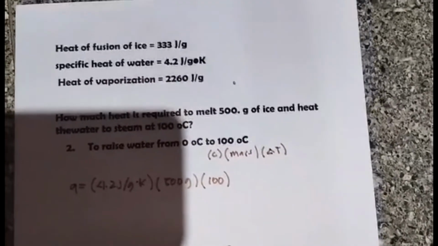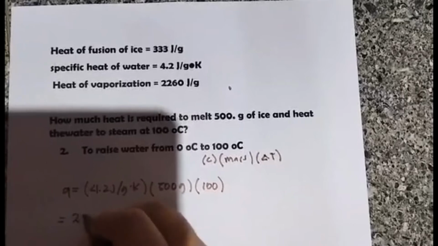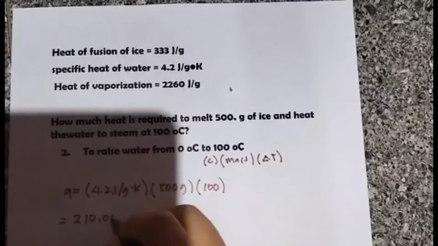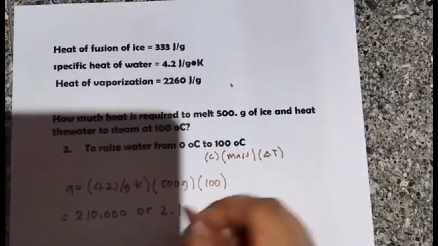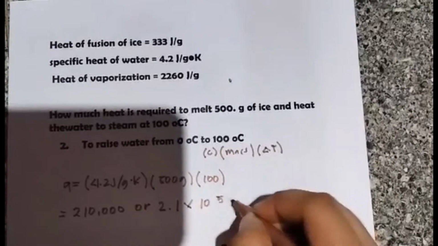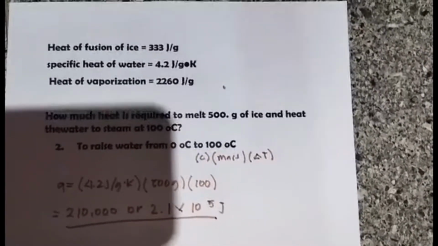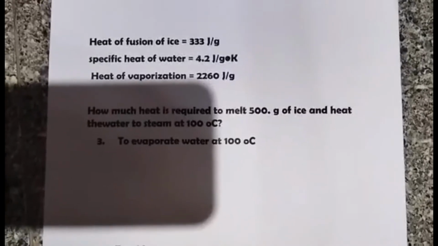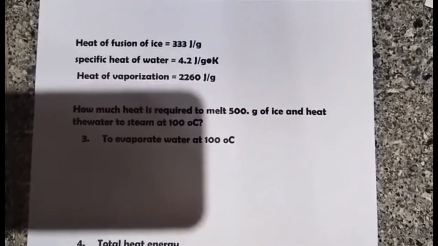So our answer is 210,000 or 2.1 times 10 raised to the power of 5 joules. So this is our answer for number 2. So number 3 is to evaporate water at 100 degrees Celsius.